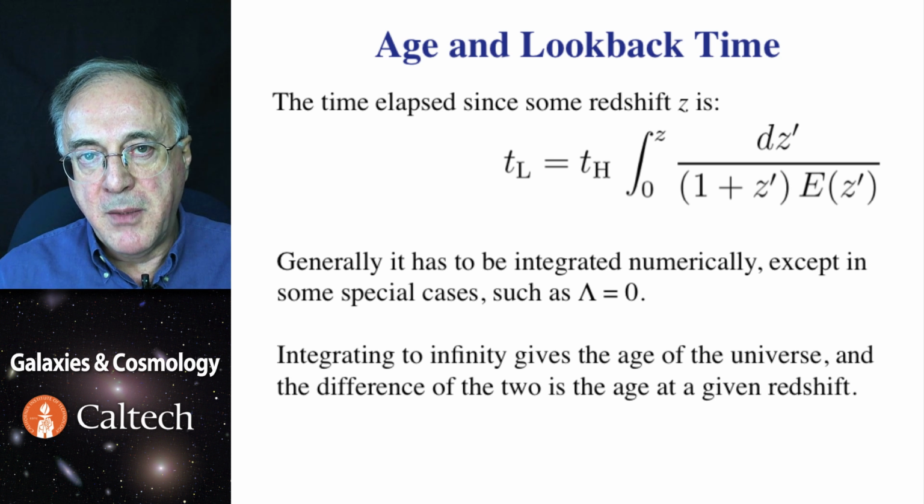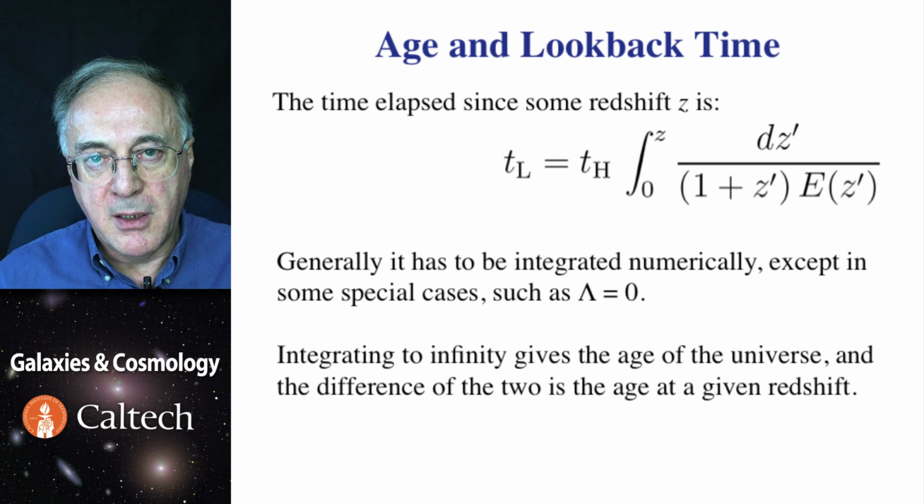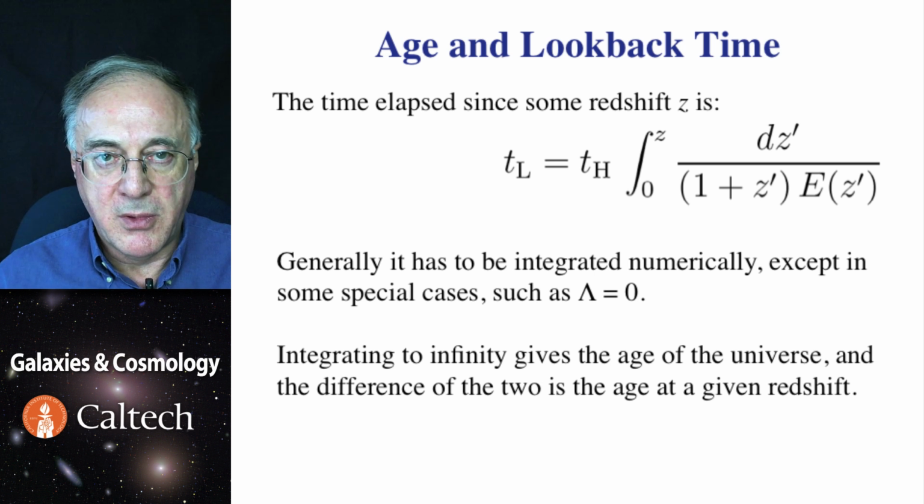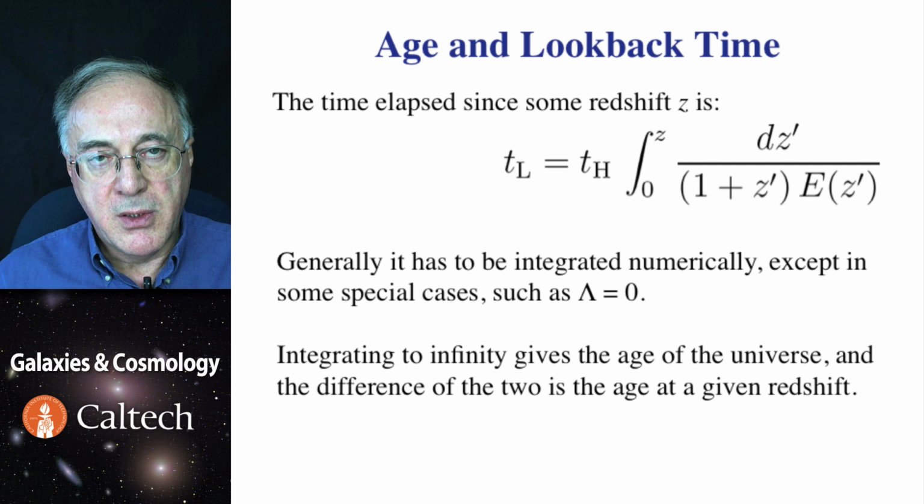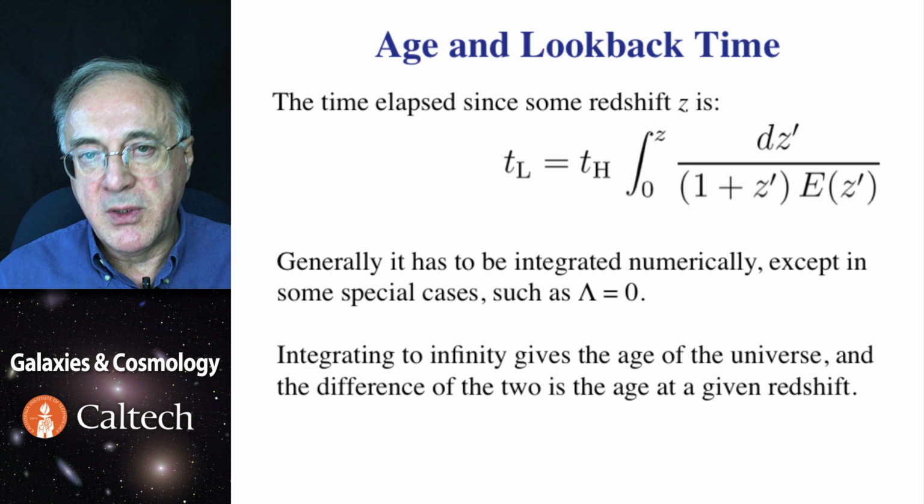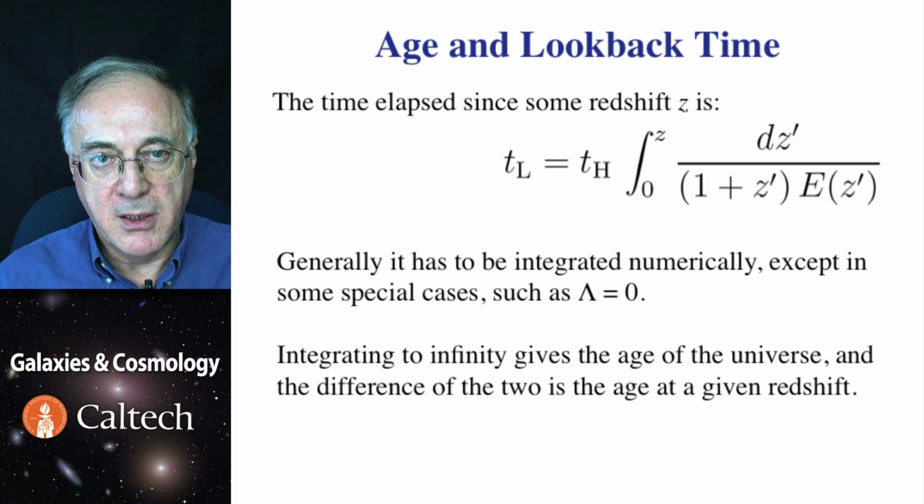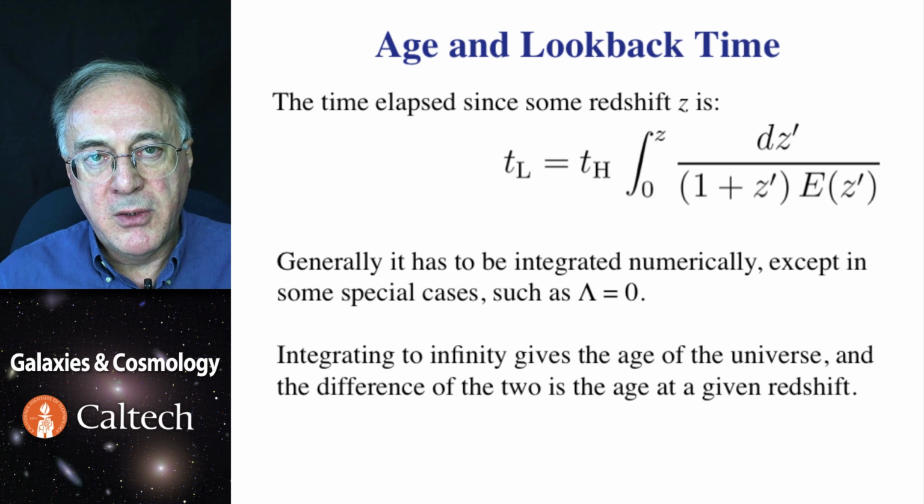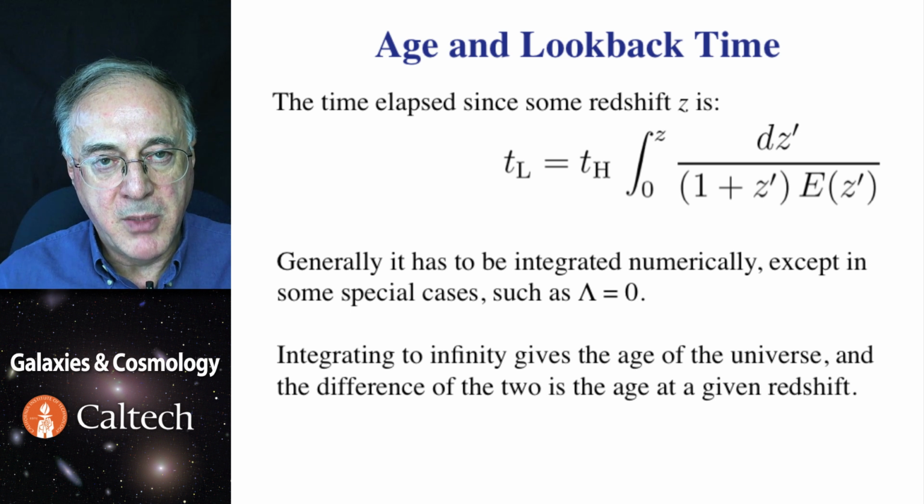Whereas we cannot directly measure it as a function of redshift, it is a useful quantity when considering things like galaxy evolution. The time elapsed since some redshift of z, which is the look-back time, is given by the same formula as we've seen before, except corrected by 1 plus z. So then again, this also has to be evaluated numerically, except for some special cases like with zero cosmological constant, when an analytical solution does exist. If we integrate this all the way out to infinite redshift, that is to the Big Bang, we will get the total age of the universe.